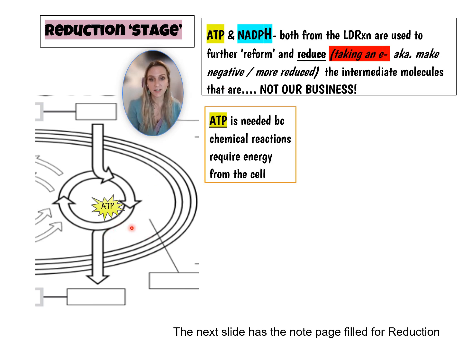So still in the stroma, now we're going to use ATP. ATP is the energy molecule for the cell, and NADPH. Now those are actually coming into play, both from the light-dependent reaction in the thylakoid membranes. They're used to further reform and change those intermediate molecules that are unstable. We can't really use them as a product. And reduce, which is taking an electron away.